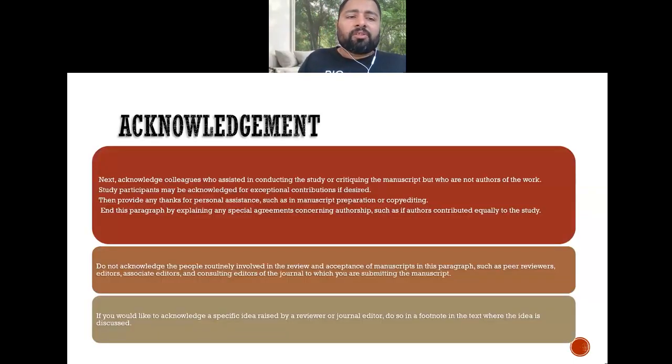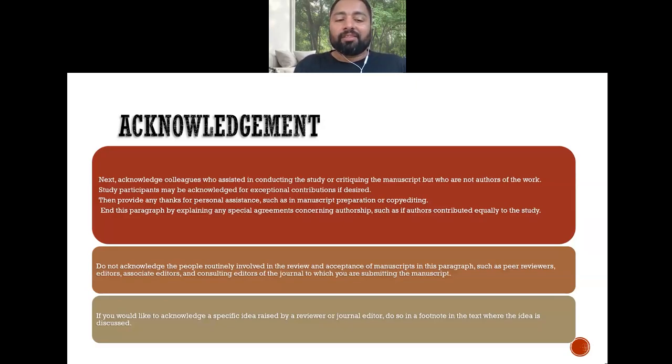Okay, so for acknowledgement also, there are rules of thumb. Acknowledge colleagues who assist, as I already mentioned. Do not acknowledge the people routinely involved in the review and acceptance of the manuscript in this paragraph, such as peer reviewers, editors, associate editors, and consulting editors of the journal in which you are submitting the manuscript. That should not be followed, as it again creates a problem.